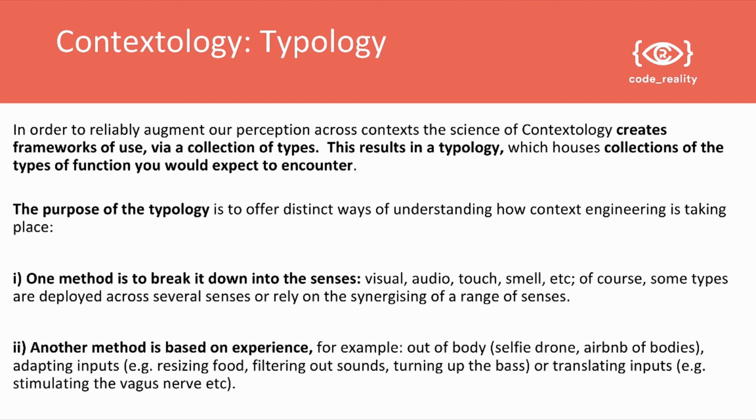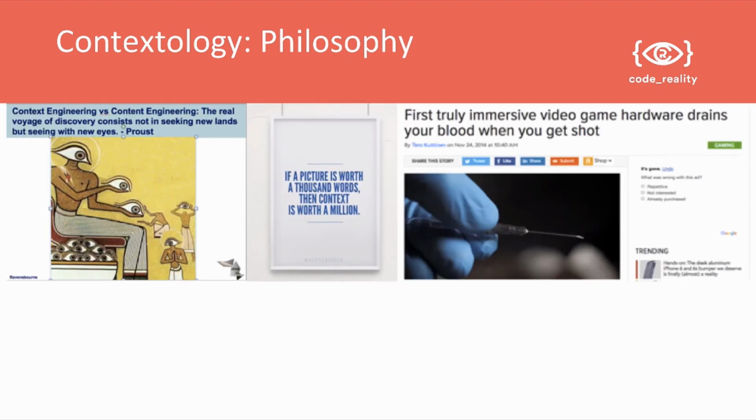For example, out-of-body experiences via selfie drones, an Airbnb of bodies when you're using volumetric display and capture, or adapting inputs, i.e. resizing the food that you're eating whilst you're eating it via AR mixed reality glasses, filtering out sounds that are there in the actual environment but are no longer being listened to or heard through your hearable, or turning up the bass, again through a hearable, or translating inputs, i.e. stimulating the vagus nerve whilst you're doing other activities.